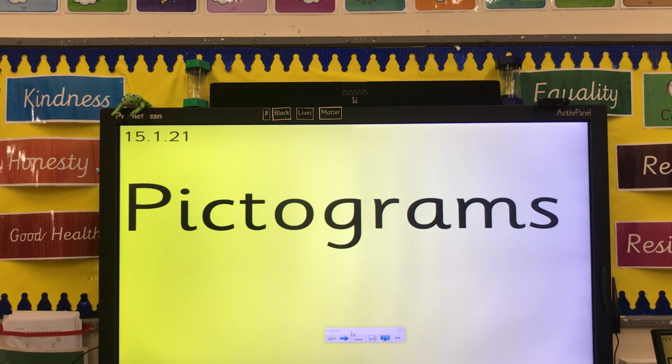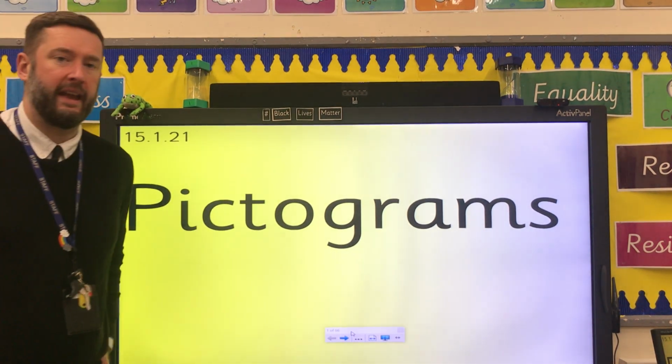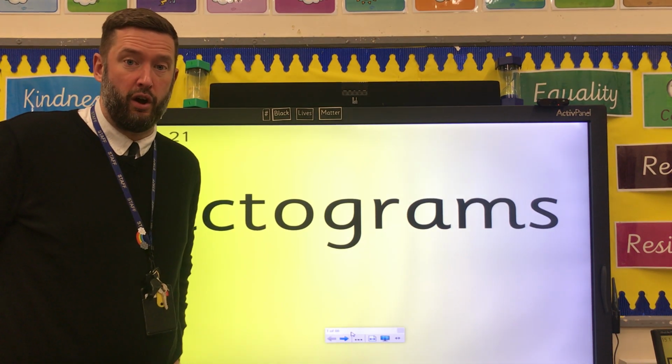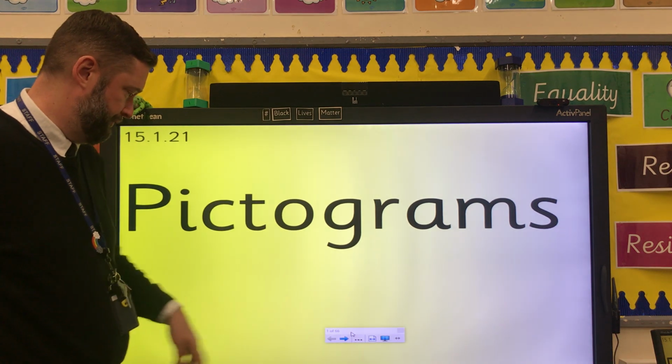Right, year two, another day on pictograms. So you should be doing this lesson on Friday the 15th of January 2021.